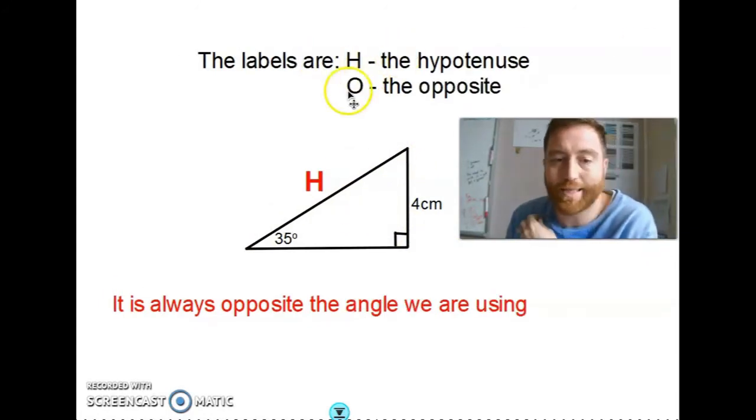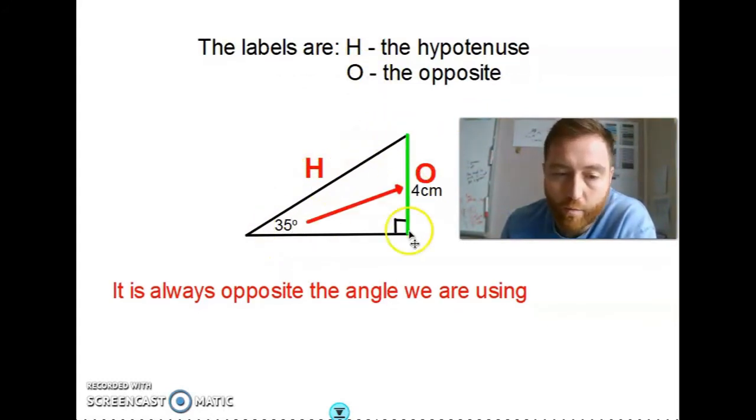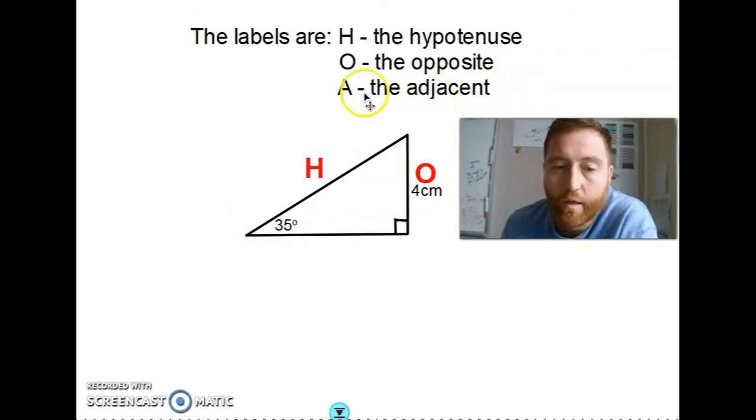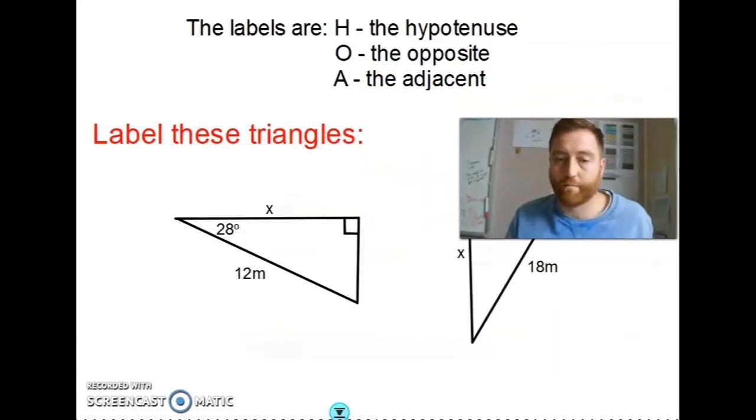Next thing we're going to label is the opposite side. And the opposite side is opposite the angle we're using. So this one here is the opposite side, so we label that O. So we've got hypotenuse, opposite, and the final side is the adjacent. What adjacent means is next to. So next to our angle we have this side, and that is our adjacent side. So we label hypotenuse, the longest, opposite, opposite the angle, and the adjacent side.